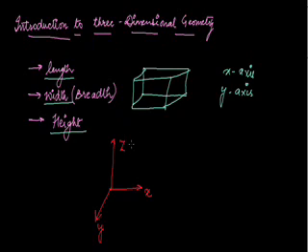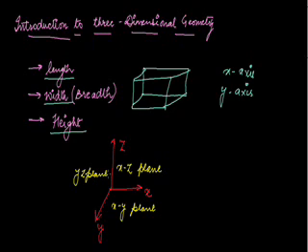The plane of your paper is known as the xy plane, and this one is known as the xz plane. And this, which contains z-axis and y-axis, is known as the yz plane. So these are the three planes that we are talking about.